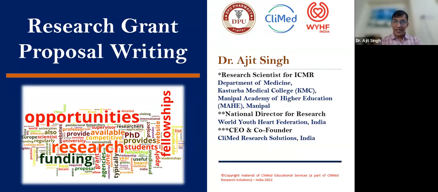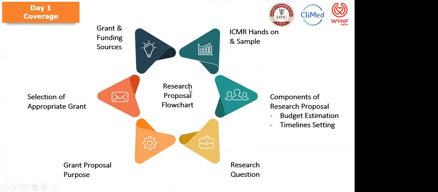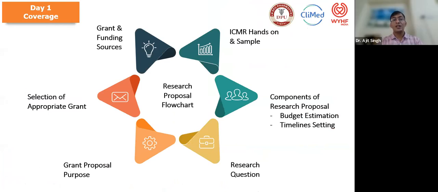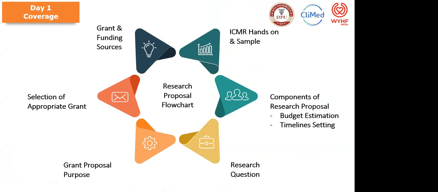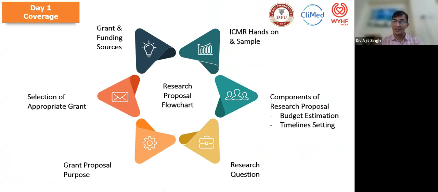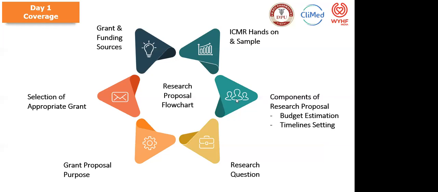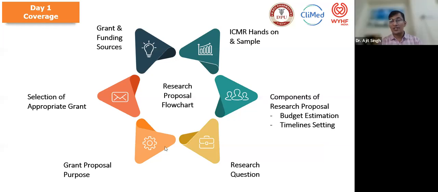So again, I welcome you to the research grant proposal writing workshop, and I'm Dr. Ajit Singh. Today is day one coverage. We are going to cover grants and funding sources. What are the funding sources? Selection of an appropriate grant, and grant proposal purpose. What is the purpose behind writing the grant proposal? Why do we write the grant proposal? Then what are the research questions? How do we select the research questions? How do we find the research questions? That is very important. Then how to write the things, how do we fix the components, how do we go for the budget estimation, how do we go for the timeline settings.